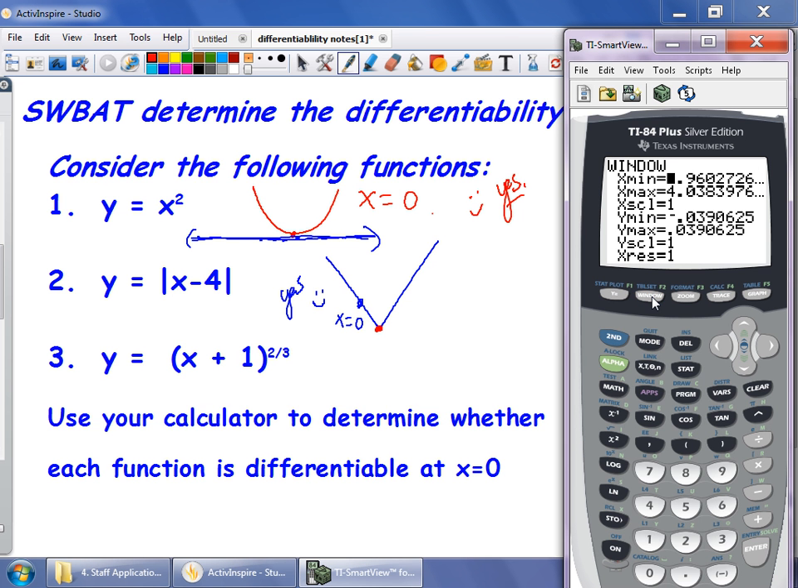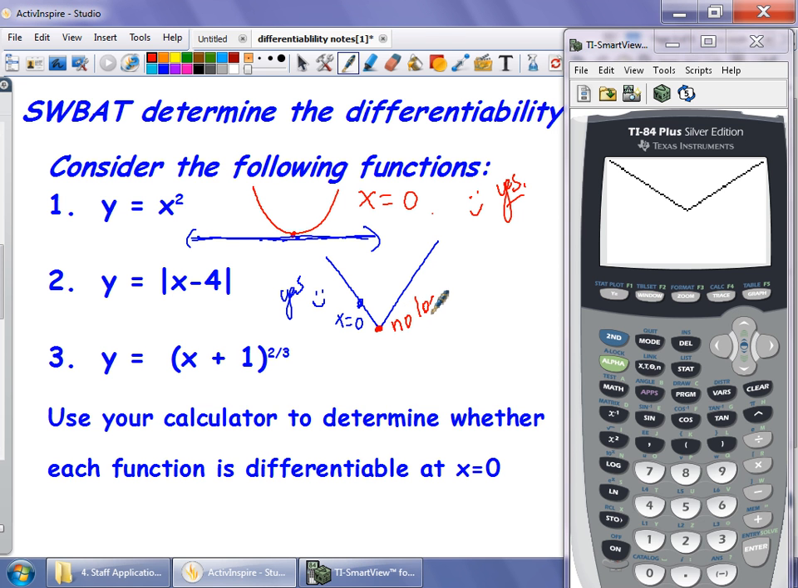Let's see how close we are to the x value of 4 by looking at the window. We're at x minimum 3.960 and x maximum 4.038. We're pretty close to 4. If you want to spend a lot of time zooming in, you can continue zooming in, but we're not going to get local linearity, so there's no local linearity and the function is not differentiable at the vertex.